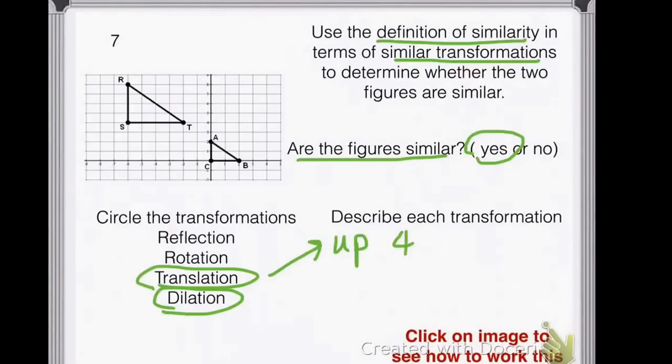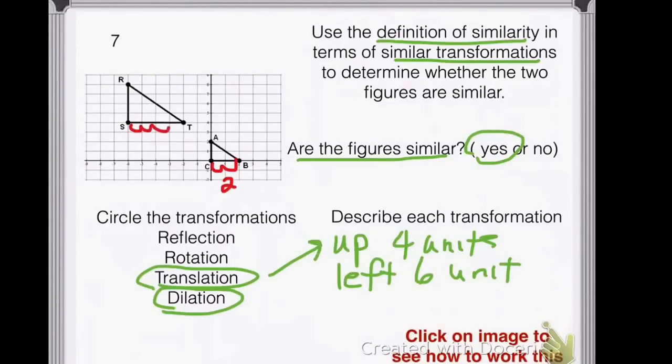4 units, and I moved it left 6 units. That's how I describe my transformation. For my dilation, I've got to determine the scale factor. So if I look at the scale factor, 1, 2 units, 1, 2, 3, 4 units. So my scale factor will be 2 times 2 is 4. So my scale factor is 2.